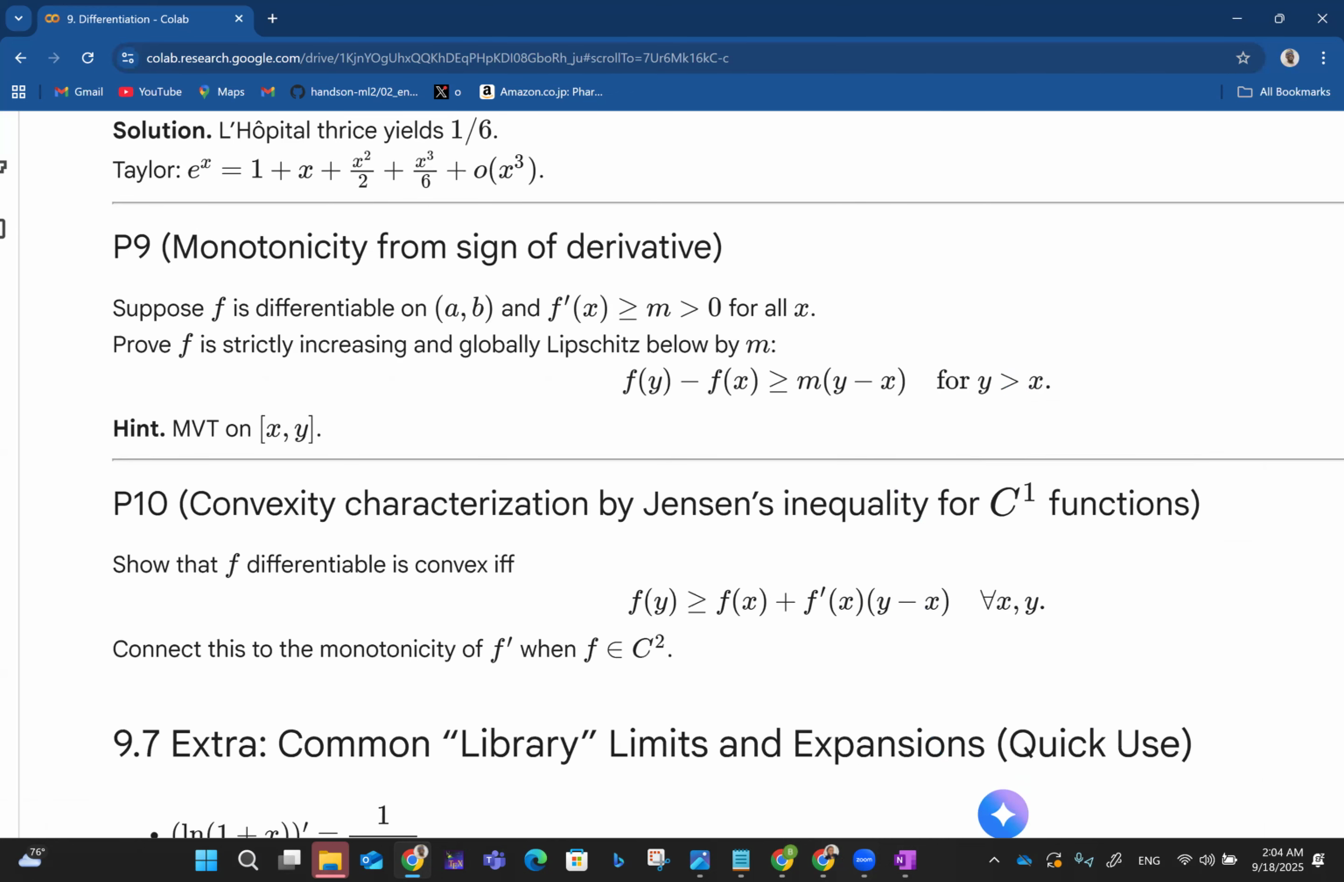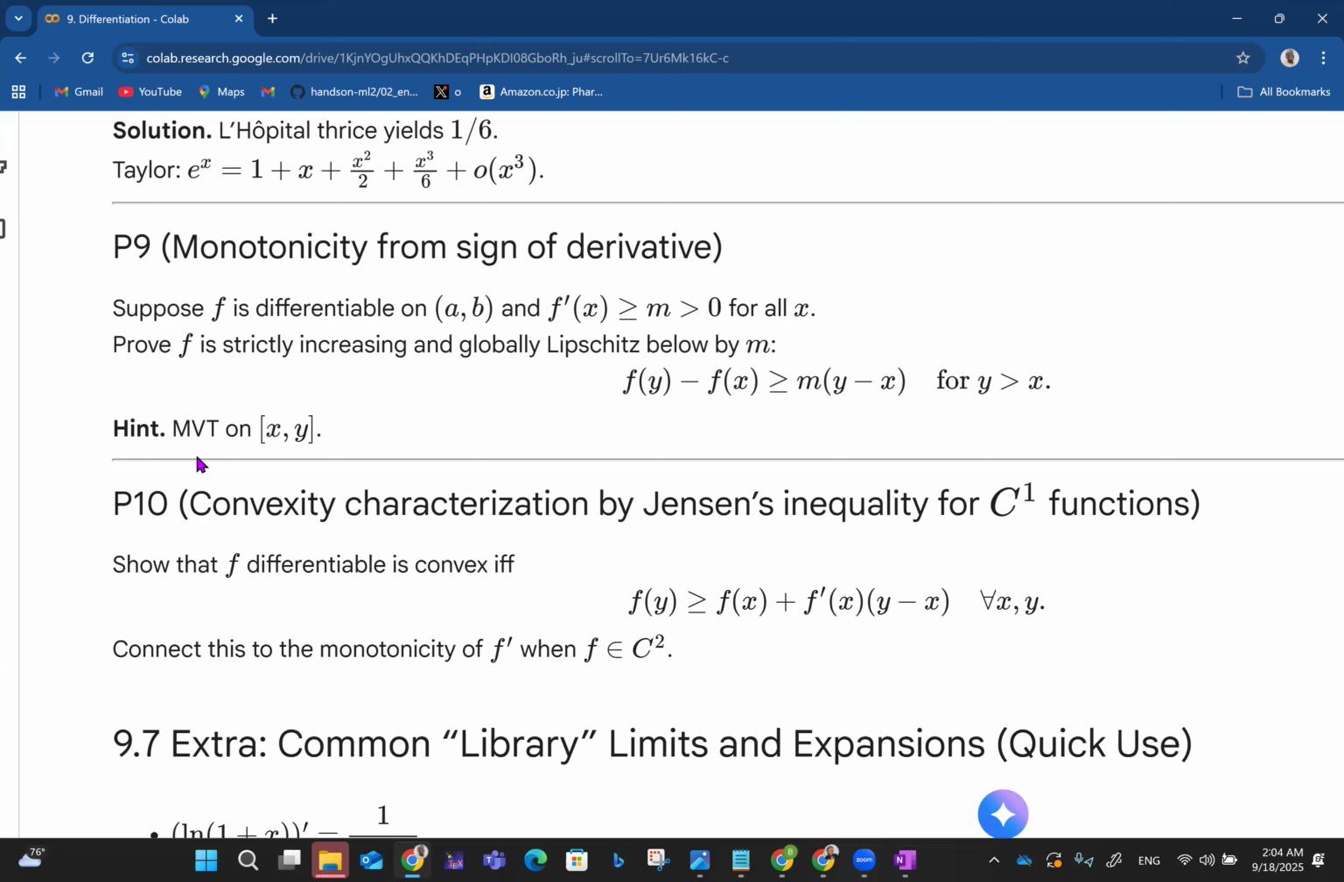Then you can do monotonicity from the sign of the derivative. So suppose f is differentiable on the open interval (a, b) and f prime of x is greater than or equal to m greater than 0 for all x. Prove f is strictly increasing and globally bounded below by m, like that.